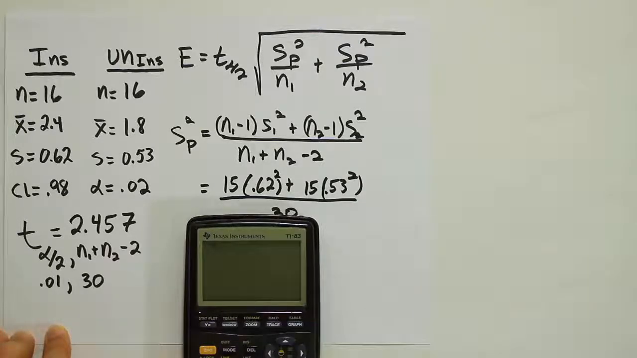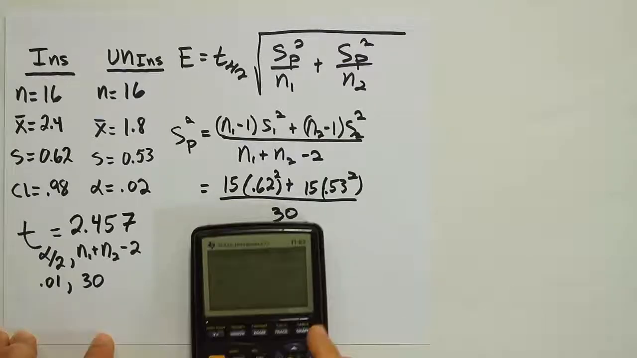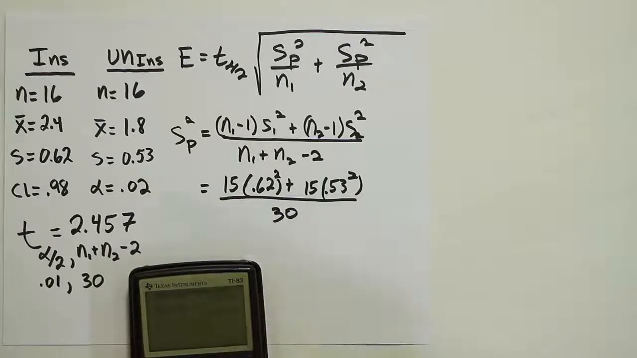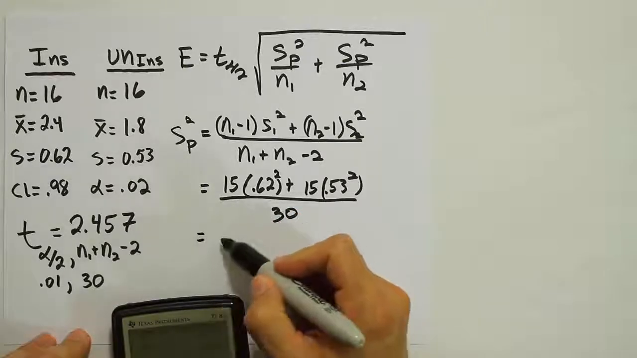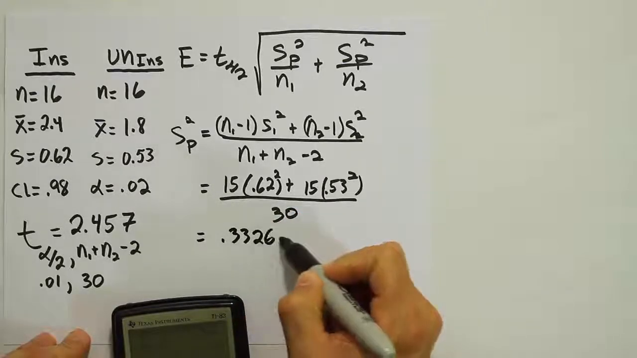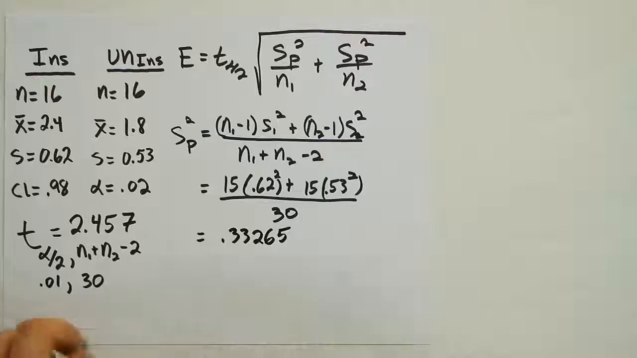So we're going to do 15 times 0.62 squared plus 15 times 0.53 squared. And when we're done with that, we're going to divide that by 30. All right, when you get the answer, you're going to get 0.33265. So that's our pooled estimator, right?